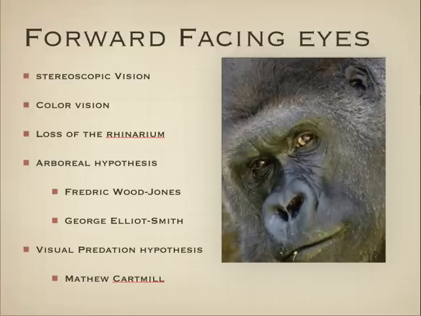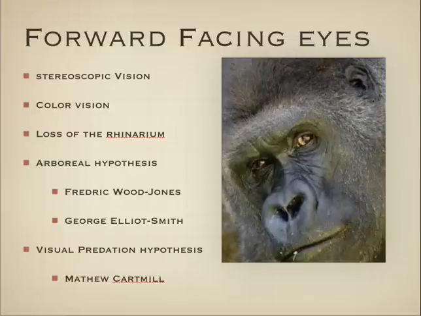And we have pretty good color vision. Not the best, but mid-range, pretty good. And it seems like evolutionarily this reliance on vision, having stereoscopic vision as well as color vision, has been favored in lieu of sense of smell. So we see a loss of our rhinarium.